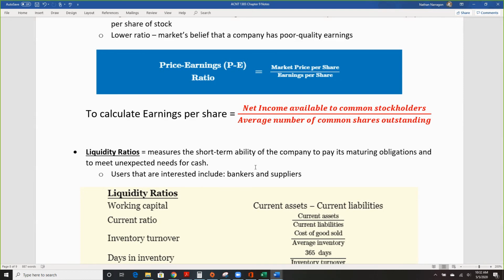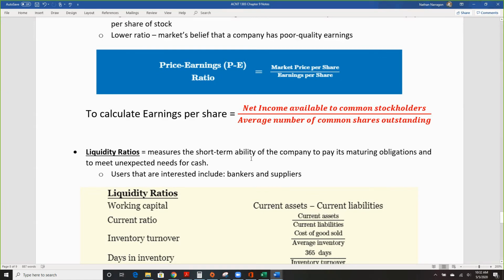And most of your multiple choice is probably going to be a workout with a ratio. That's just kind of figuring, since there's so many. But we have liquidity ratios, which again measure the short-term ability of the company to pay its maturing obligations and to meet its unexpected need for cash. Basically, can they pay off their bills?